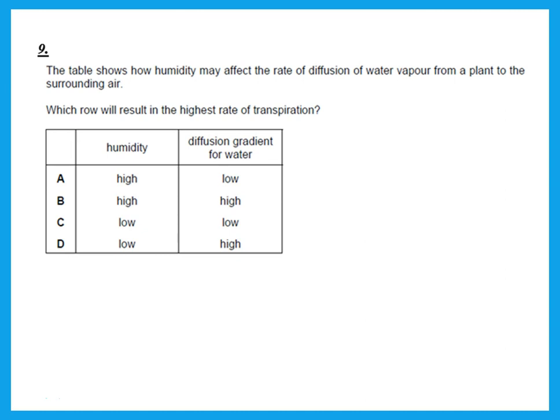What do I need with respect to diffusion gradient? Do I want the diffusion gradient to be high or low? I want it to be high. If there is less water vapor outside than inside, then more of the water vapor will diffuse.